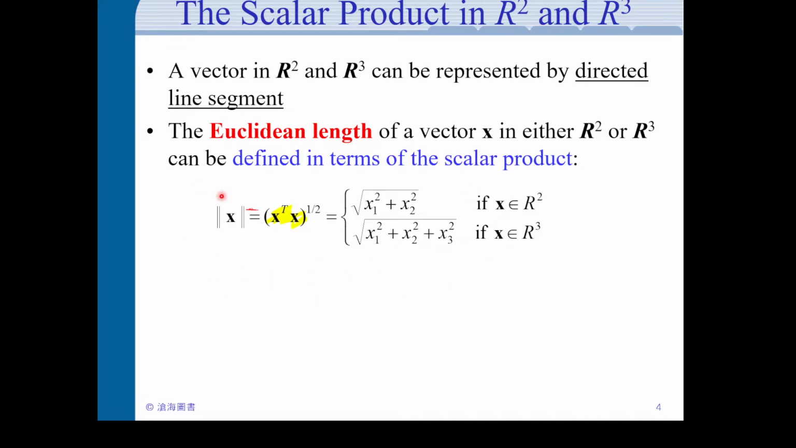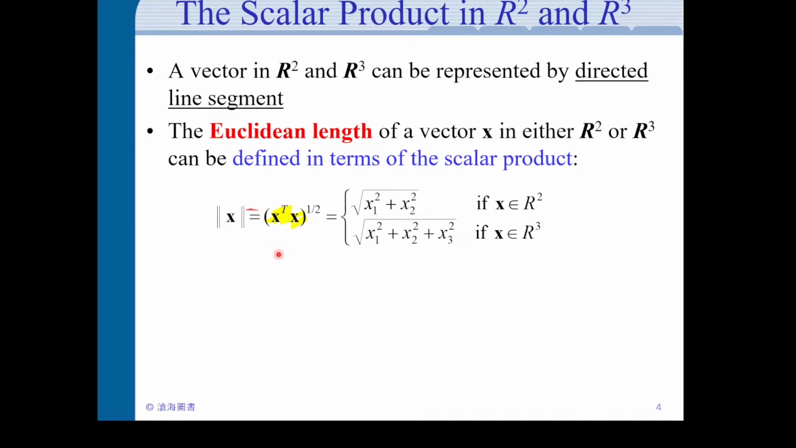And you see that this is this matrix with our usual definition of length in Euclidean space. So you see those Euclidean lengths in R2 and R3 can be defined in terms of just scalar product.